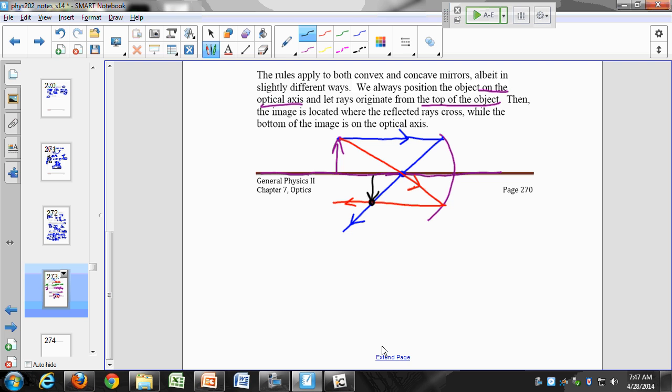You would not draw your image like this, right? Because the base of your image is always going to be at the base of the optical axis. We'll see that as we go through. Right, so your image is located where these reflected rays cross.